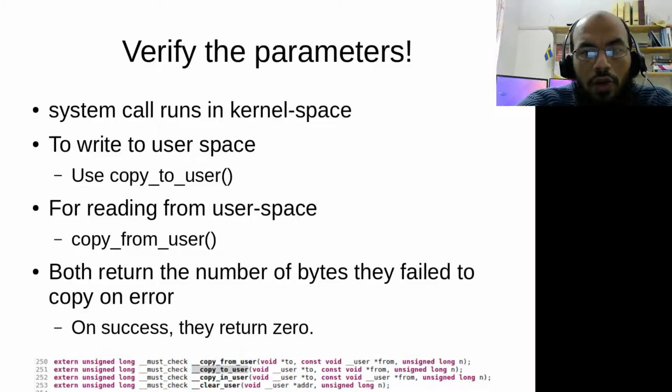There are checks in these functions. Of course, you should make extra checks if you need to, but for getting input and providing output to user space, you should think about these two methods. Both of them return the number of bytes they failed to copy on error. So how many bytes did the call fail to copy? On success, they return 0.